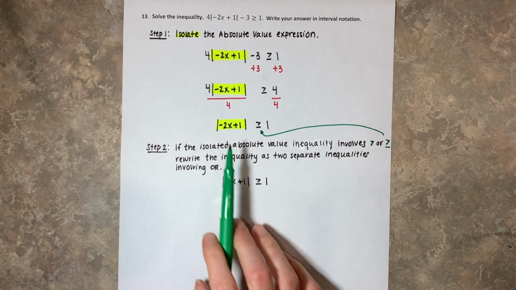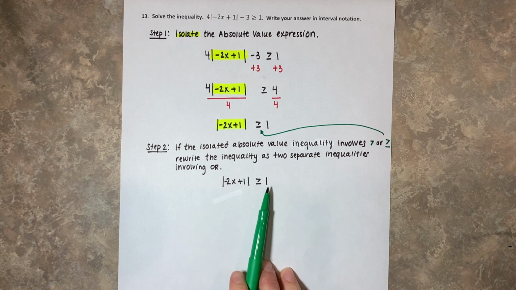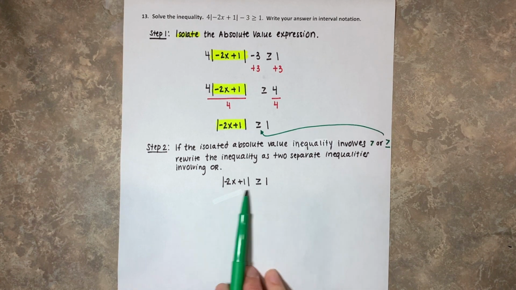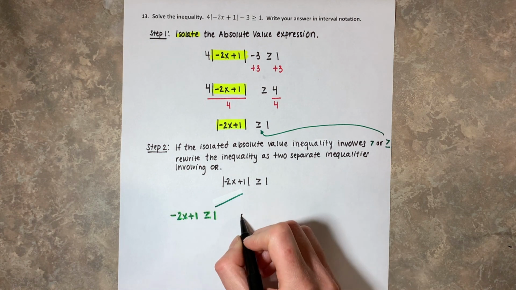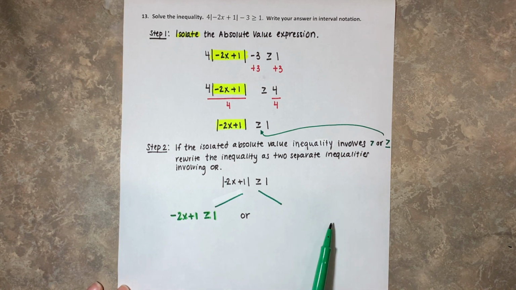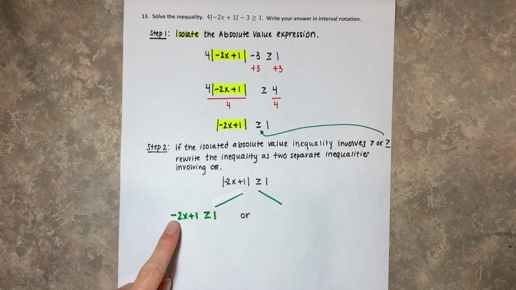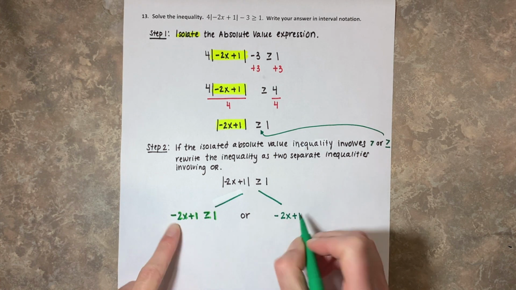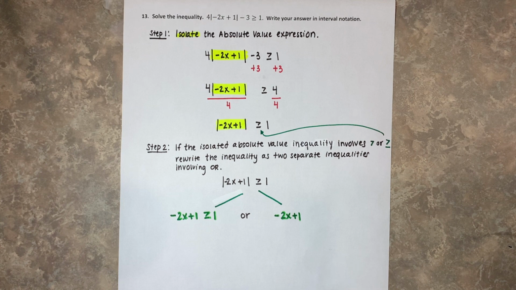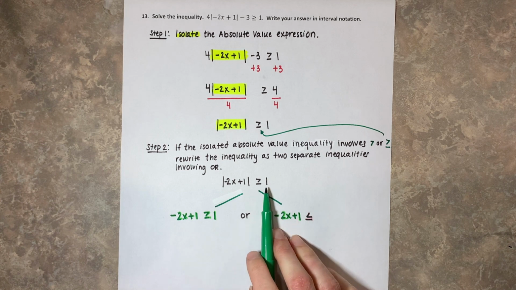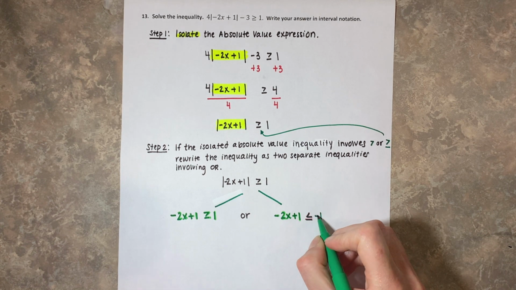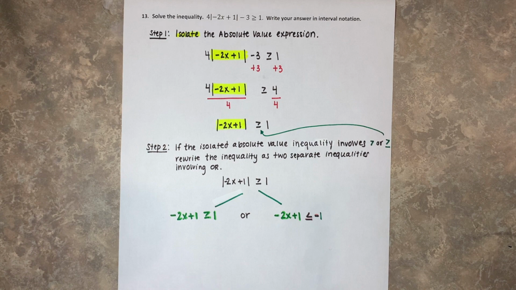So I've started by copying down this inequality that we left off with, and now we want to rewrite this as 2 separate inequalities involving or. The first inequality is the easiest. We just copy this down exactly, but remove the absolute value bars. Then we'll put an or here, and then for our second inequality, we start by copying down the negative 2x plus 1. And now be very careful. We make 2 changes. We flip the direction of this inequality, and then we make this 1 negative. Now we just need to go ahead and solve these 2 inequalities.